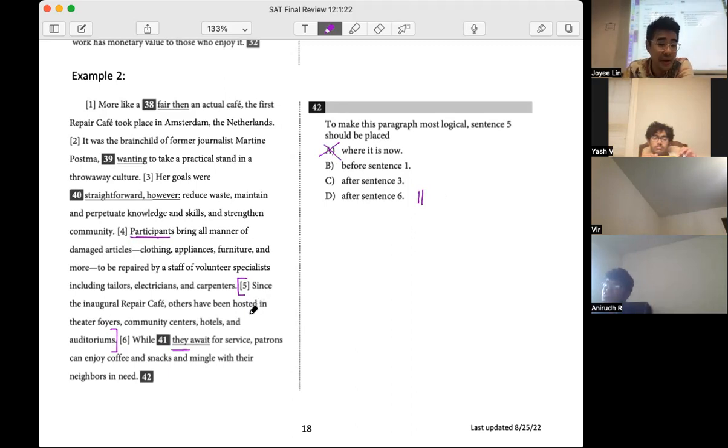I completely agree. But then there's no word in sentence 4 that connects to 6, or 5, right? What's that word there? Inaugural. First one, right? So since the first repair cafe, okay. Let's look at tense. What tense is this in? Others have been hosted. What tense is that?